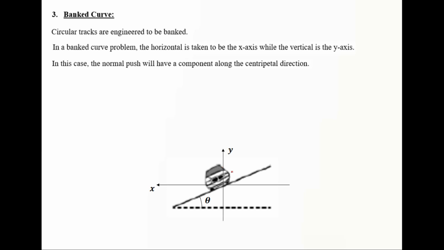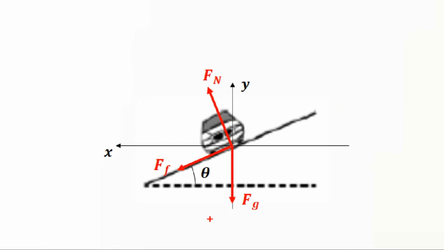In this case, the normal push will have a component along the centripetal direction. Now what are the forces acting on the car? We have the pull of gravity down, we have the normal push perpendicular to the ramp, and we have the friction to be down the ramp. Now why down the ramp? Because we're assuming that the direction of slipping of the car would be away from the road.